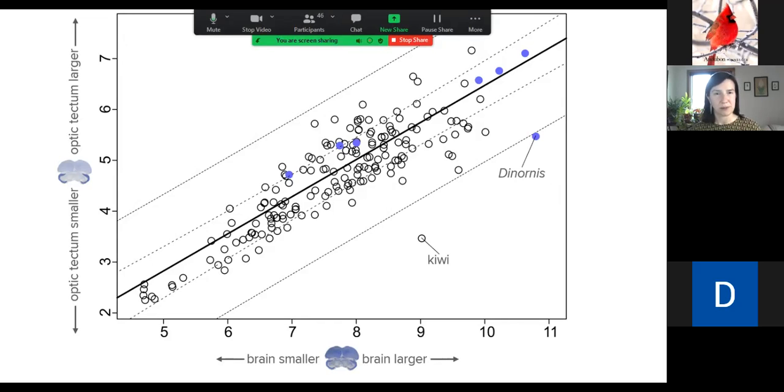And it's not surprising that the kiwi fell out when you look at the data, kind of fell out outside of the sample set, because there's at least one wild population of kiwi that have actually started to lose their vision.